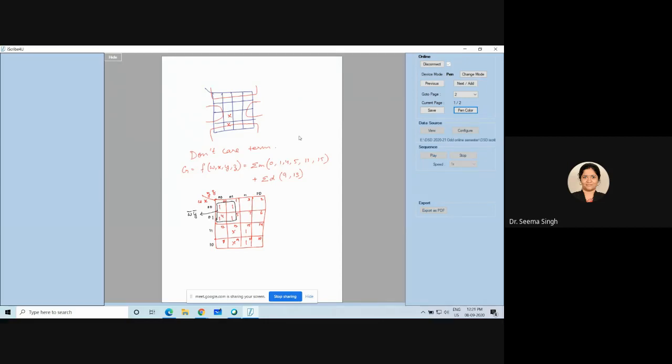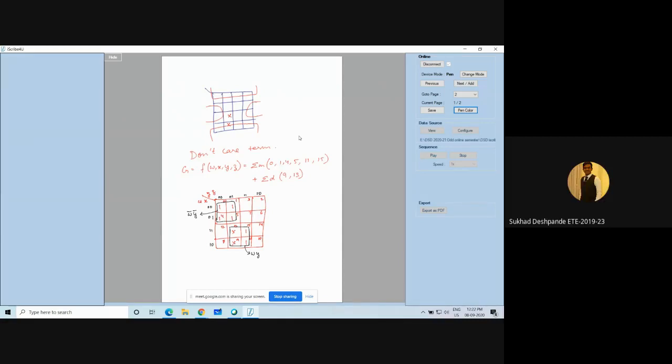And this don't care, you want to make it as 1 or not? Yes, ma'am, 1. If you make it 1, are you getting this group? Yes, ma'am. What is this group? WY. Okay, WY. Somebody was telling me a third group also.